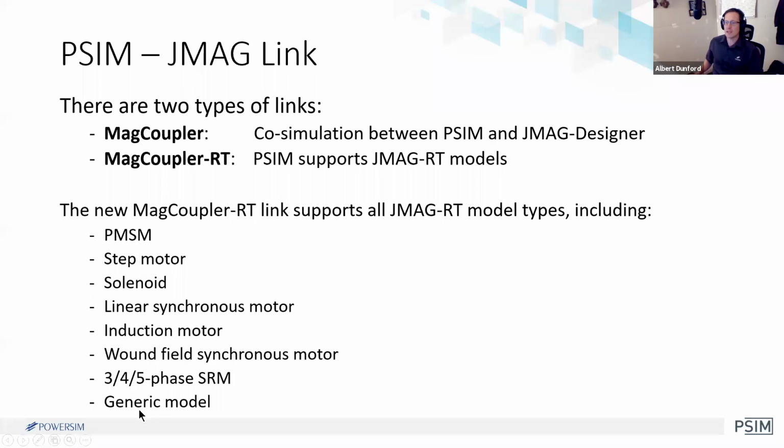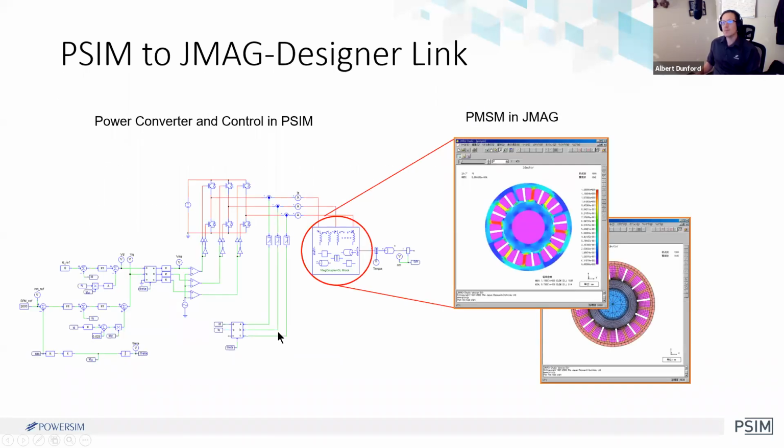We just recently tested the generic model with a 6-phase PMSM. This functionality is new for us. The old link that had been around for years, if you're familiar with the MAG coupler RT link with PSIM, only was supporting a couple models before, mainly the PMSM, and we recently expanded it to the full library list here. So this is how it works.